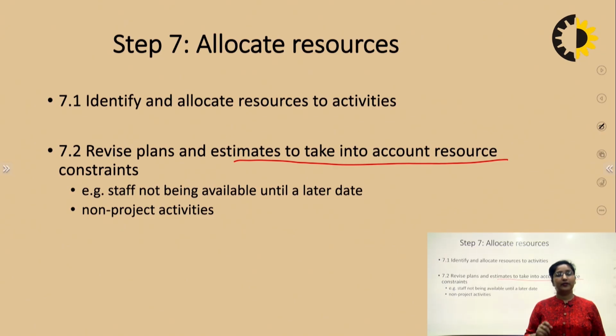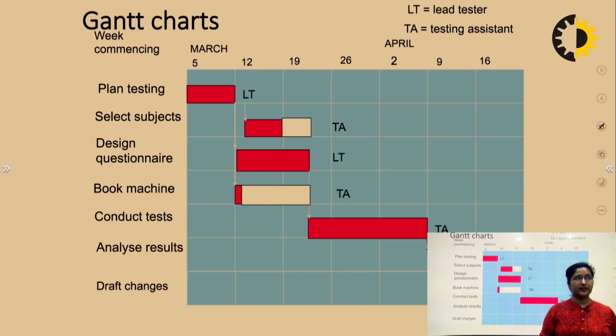For example, after a particular time, the staff is not available. There may be festivals coming or many of the staff are on leave. Then how is that particular project going to be handled? There are various non-project activities also. How are these activities going to be handled? Who are the persons responsible to carry out all these activities?